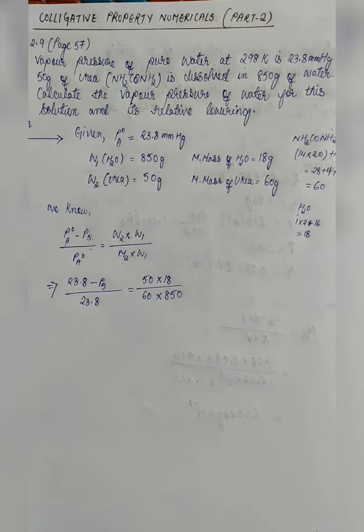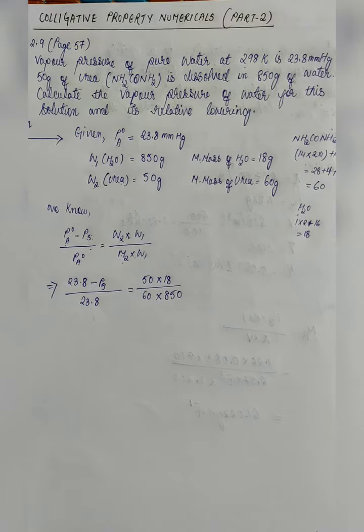Vapor pressure of pure water at 298 Kelvin is 23.8 mmHg. 50 gram of urea is dissolved in 850 gram of water. Calculate the vapor pressure of water for this solution and its relative lowering. It is talking about relative lowering in vapor pressure, so we will be using the formula for relative lowering in vapor pressure.